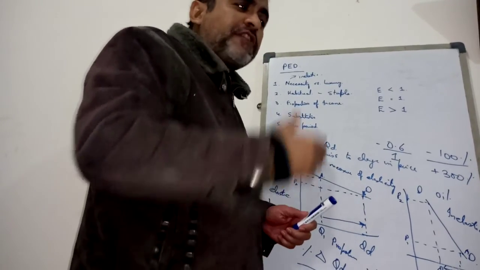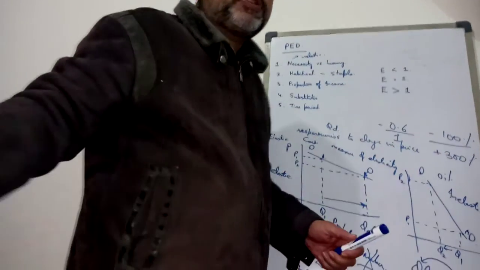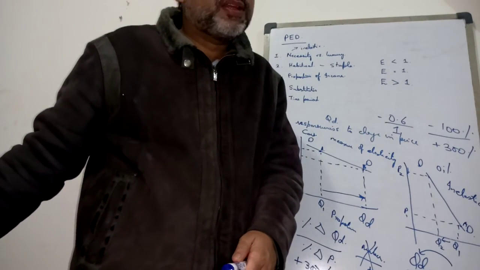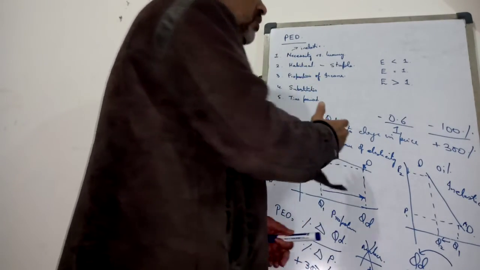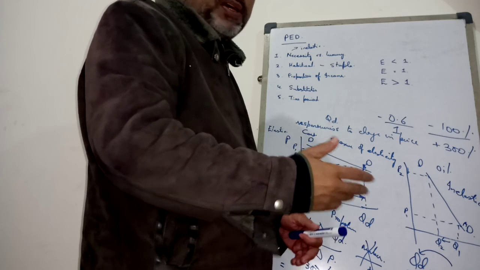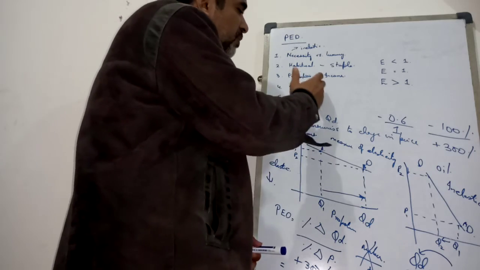Substitutes. If substitutes are available, coffee becomes expensive and there's a substitute called tea. So I'm going to give up coffee and I'm going to switch to tea. So demand for coffee is going to be elastic. But if there were no tea, then what would happen? Then demand will remain inelastic.